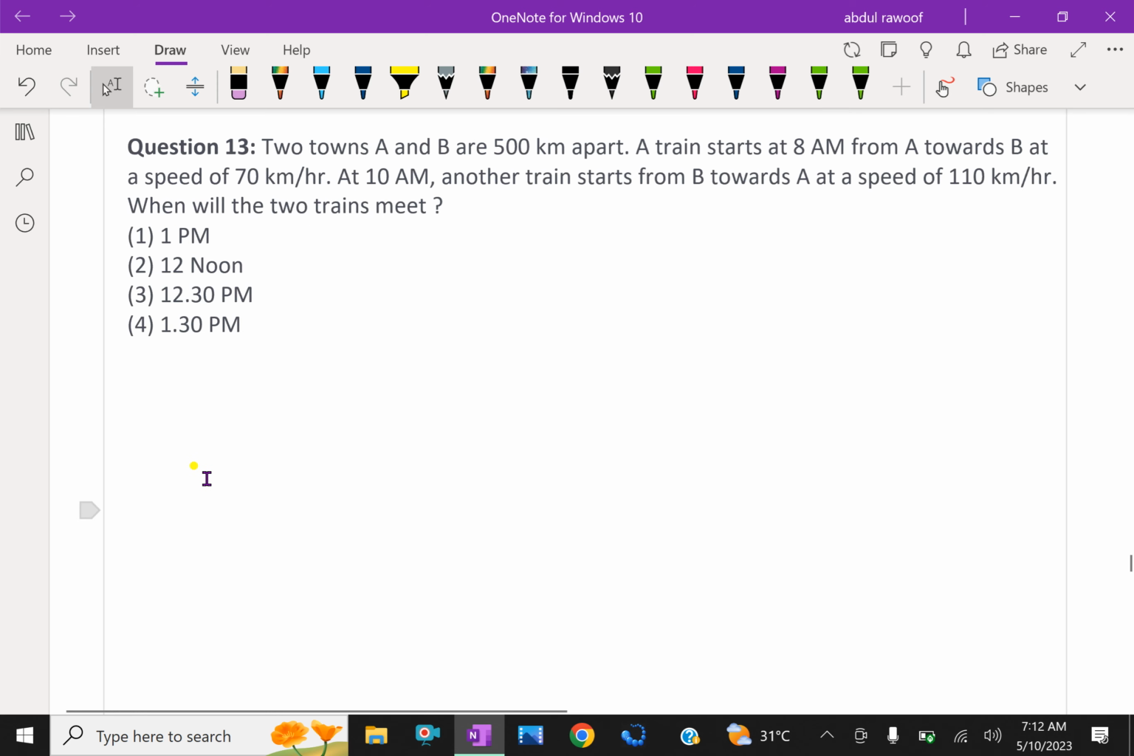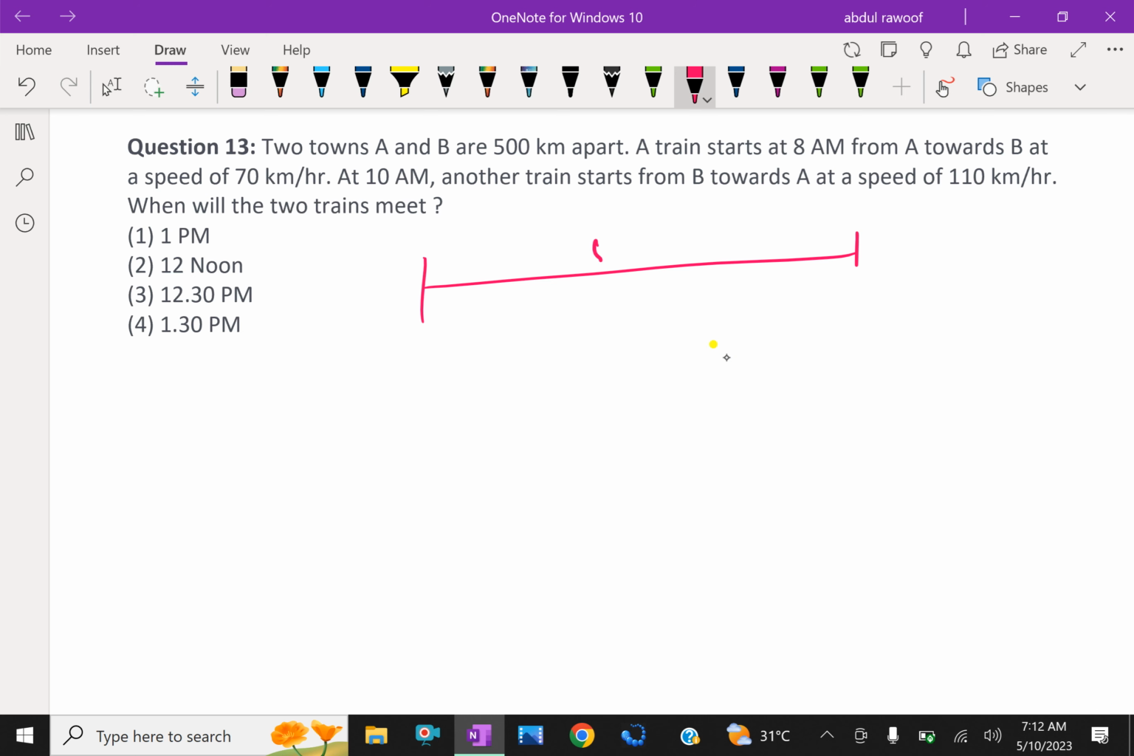Next question. Two towns A and B are 500 kilometers apart. A train starts at 8 a.m. from A towards B at a speed of 70 kilometers per hour. At 10 a.m. another train starts from B towards A at a speed of 110 kilometers per hour. When will the two trains meet? Here the total distance is 500 kilometers. First train distance is x. Second is 500 minus x.